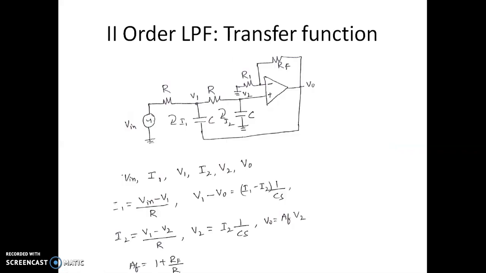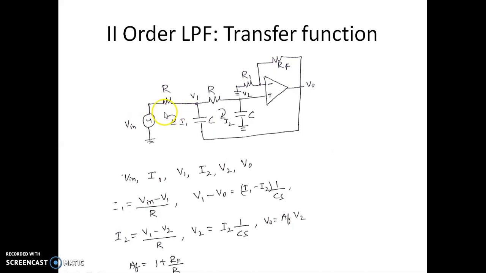Okay, let us try to obtain the transfer function for this second order low pass filter using the op-amp circuit. Here we are going to use the signal flow graph technique to find out the transfer function. So this is the circuit diagram.